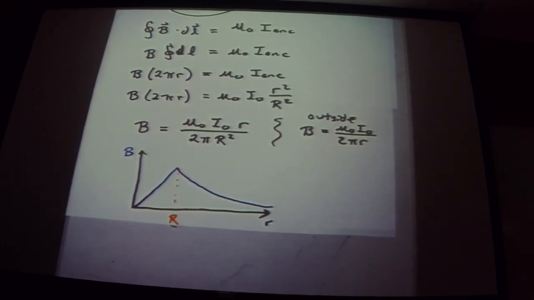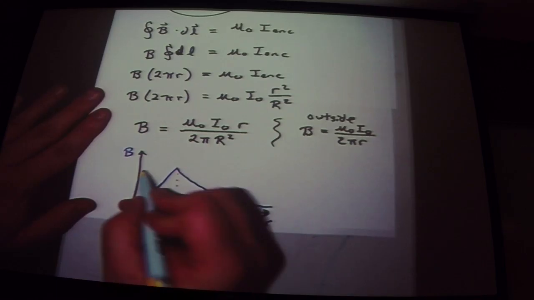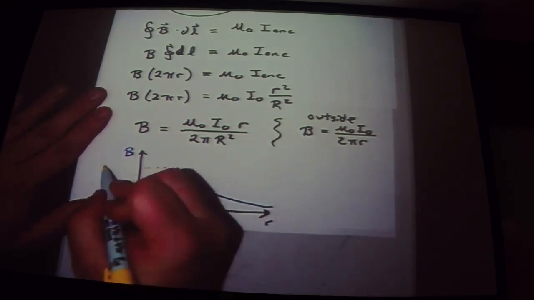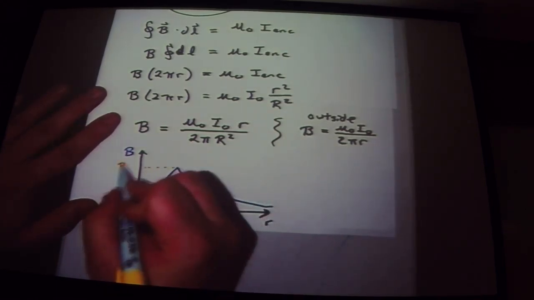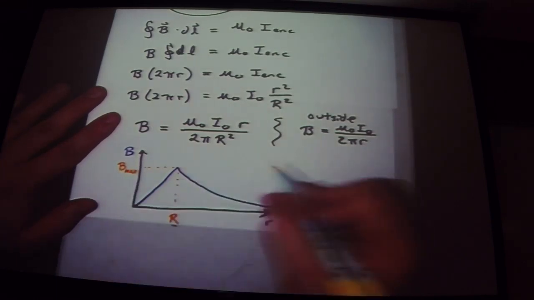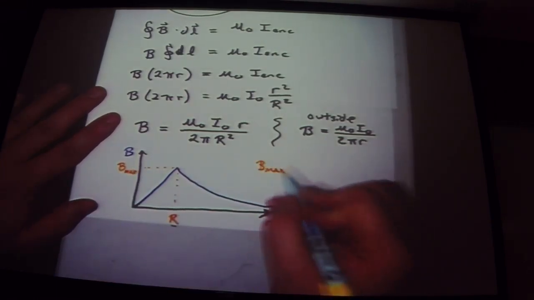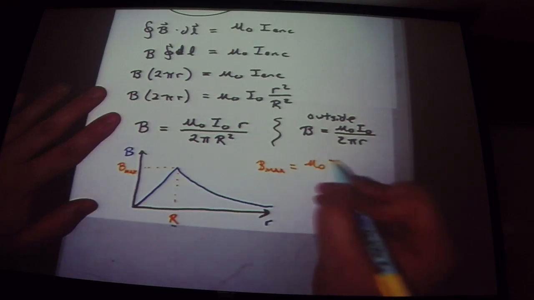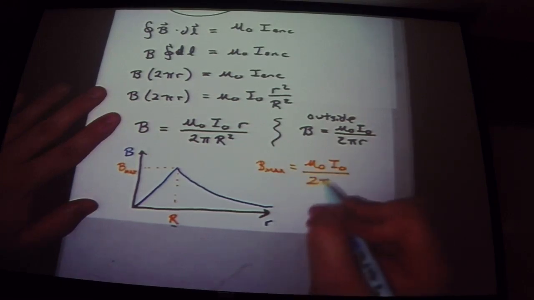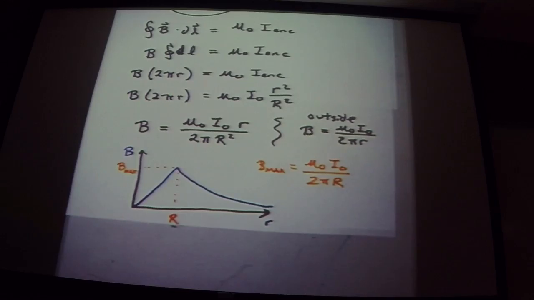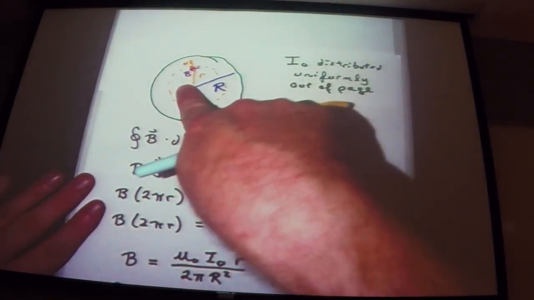And so the maximum magnetic field you get is right at the surface. That amount is, I'll just put B max. And in this case, B max is equal to mu naught I naught over 2 pi capital R. When you say outside, outside of the cable.